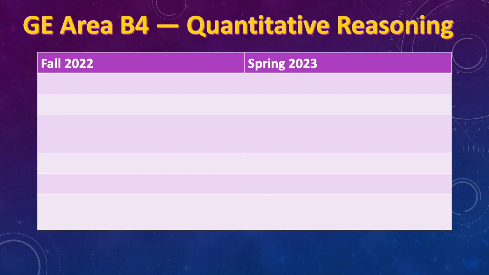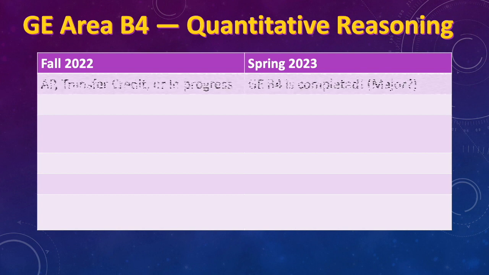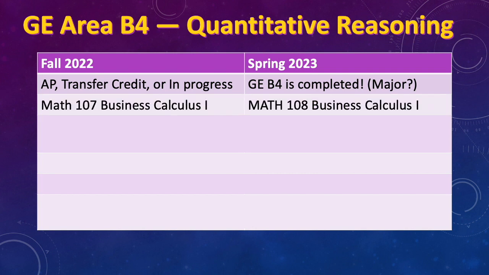Next up is math. What you take in spring depends on what you will finish by the end of this semester, and in some cases, what your major is. If you already have met this requirement with transfer credit or AP test scores, or are taking a single semester math course this fall, then Area B4 will be complete for GE purposes. But in some majors, you may need additional math courses. For business majors, if you are currently taking Math 107 this semester, then you will need to take Math 108 next semester.